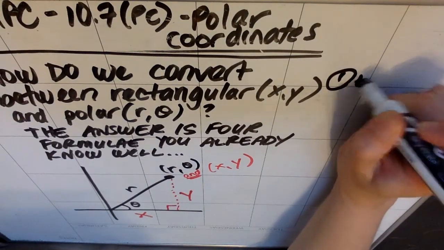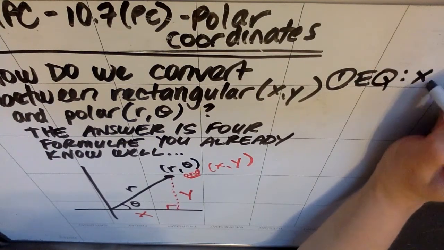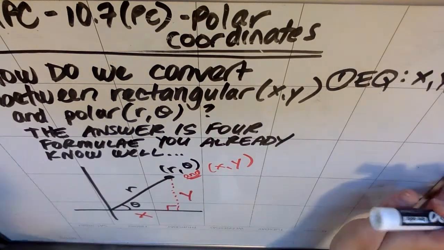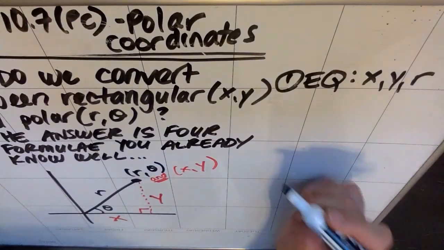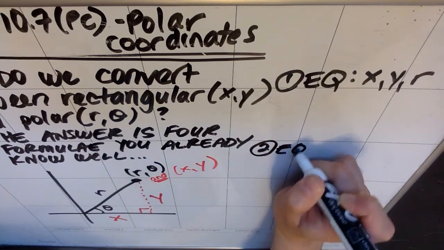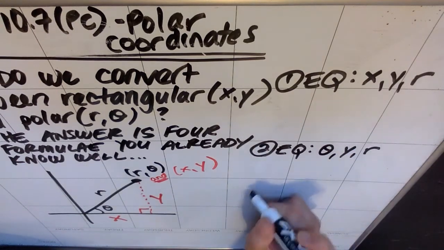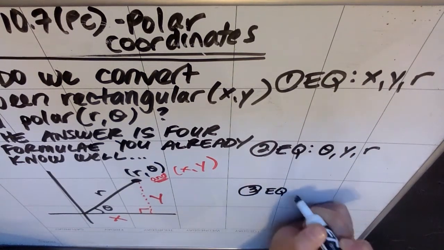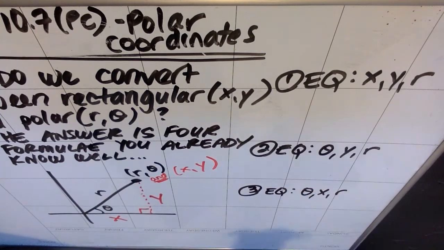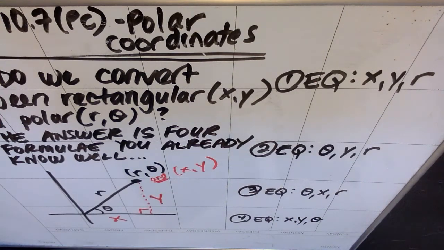One, I want an equation that involves x, y, and r. We're going to find that in a sec, okay? Second thing I want is an equation that involves theta, y, and r. Third thing I want is an equation that involves theta and x and r. And the last thing I want is an equation that involves x and y and theta, okay? So again, I'm going to walk through these in order, and I want you to take a minute and pause the video to stop and think, hey, how would I do that? So the first thing we're going to do is number one.